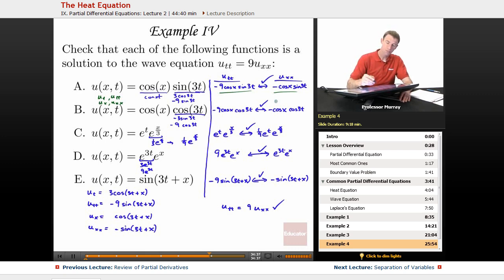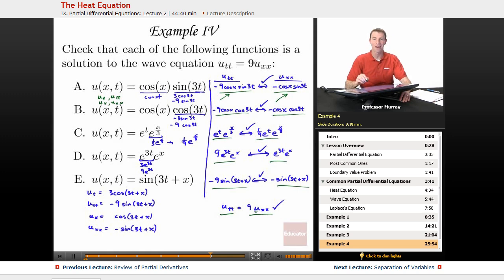So what I did was take the second derivative with respect to t, and the second derivative with respect to x, for each one of these functions, holding the other variable constant each time. Then I checked on each one that what I got on the left for u sub tt really was 9 times what I got on the right for u sub xx. It worked out in every one, and so I can say that each one of these functions really is a solution to that wave equation.